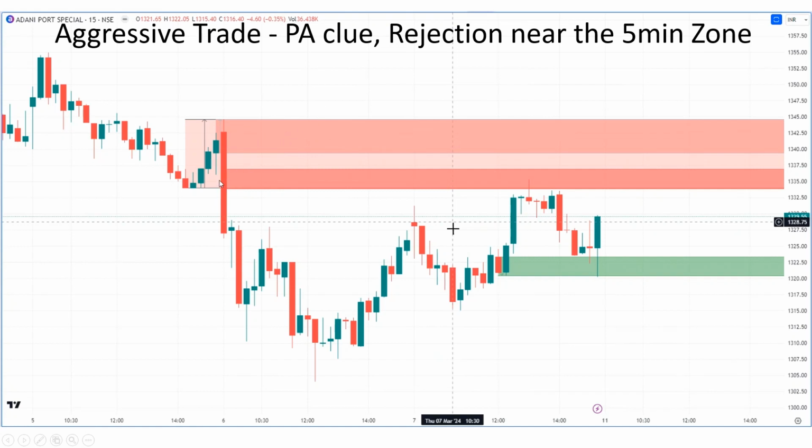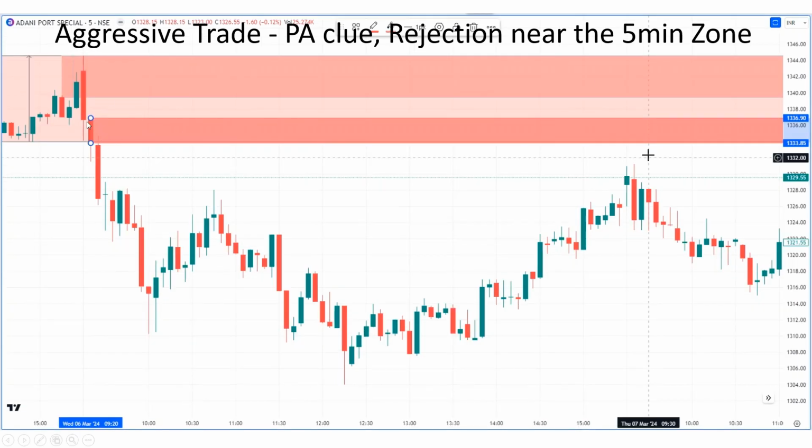But below that, we have a 5-minute zone. See, this 5-minute zone is not part of the 15-minute zone. Because here there is no 15-minute zone. This is a 15-minute time frame. You can't see any 15-minute zone here. But you are directly seeing the 5-minute zone. So how good it is going to be? That we will see from the 5-minute time frame.